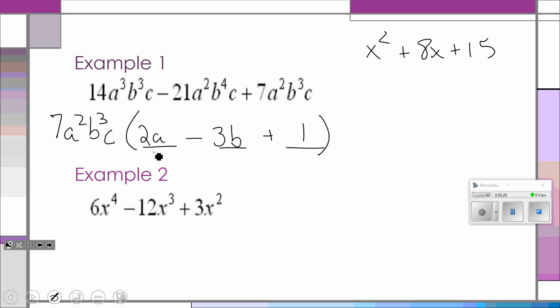What can I take out? A 3x squared. And what would I be left with? 2x squared minus 4x plus 1. Now this trinomial, degree of 2, degree of 1, degree of 0, could it go further? Try it. Go for it. You just said yes.